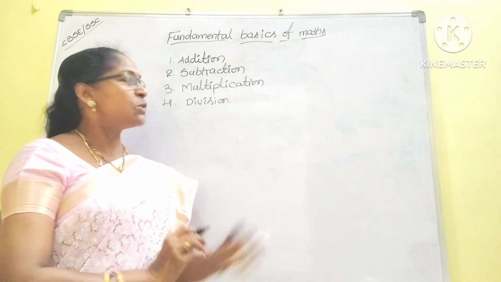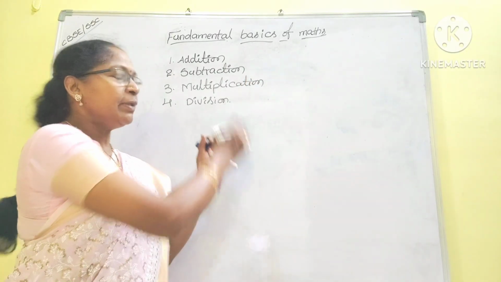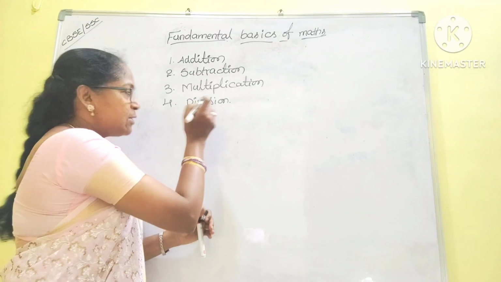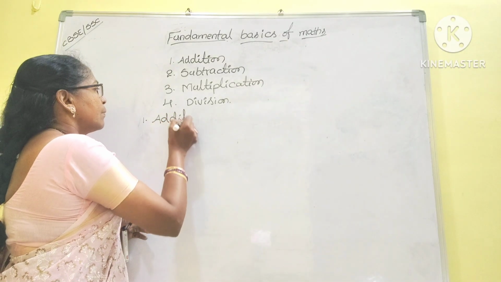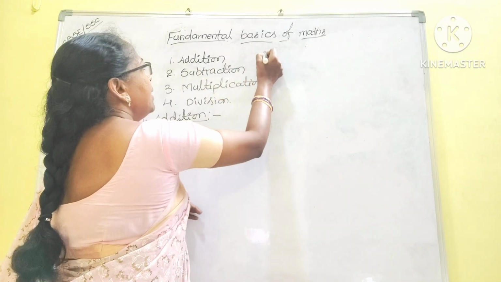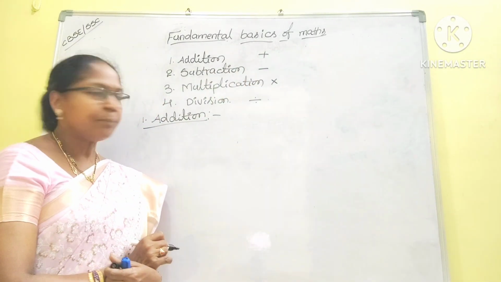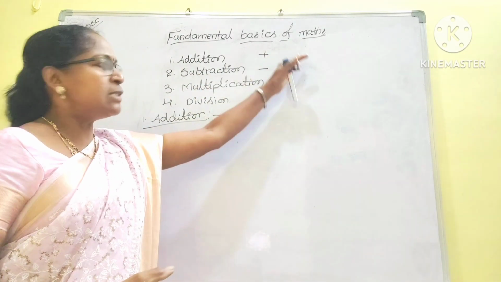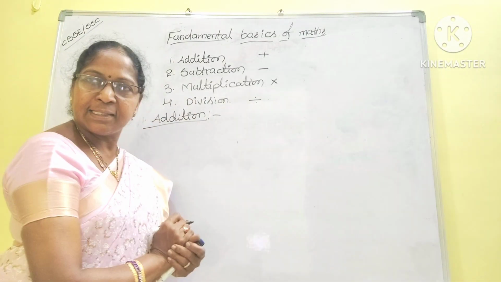Higher class students also sometimes get confused while solving problems. So, without confusion, how to solve the sums? Just see. Let us start now. First one is addition. Four symbols here: plus, minus, into, and division. These four are the main fundamental operations. In any other sum also, mostly these are the basic fundamentals. So how to solve? Let us see here.